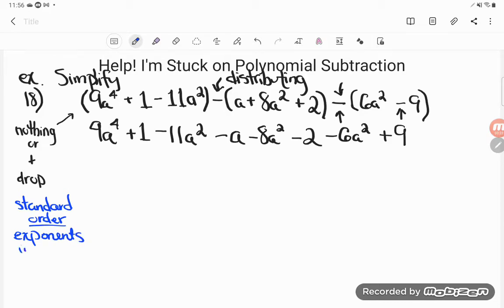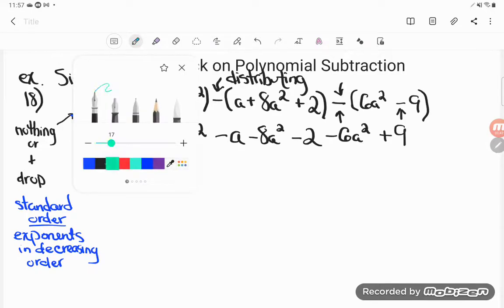So our exponents will go in decreasing order. So start with the largest one. The largest exponent I see here is a 4th power. And so I'll start by gathering up all the terms with the 4th power. So let's take a look. Oh, that is my only term with the 4th power. So 9a to the 4th power doesn't combine with anybody. He'll just be dropped down into the expression.